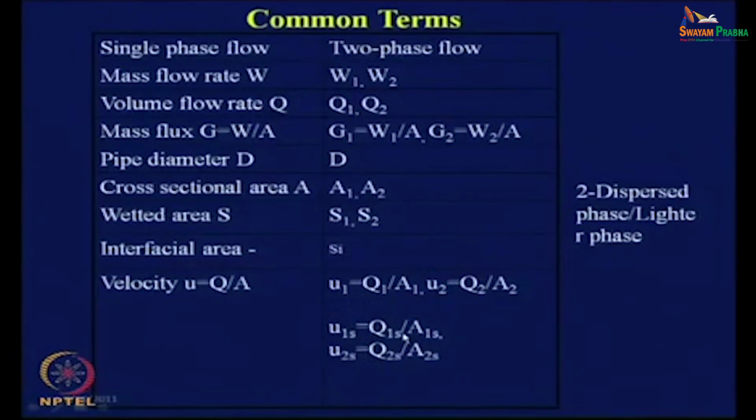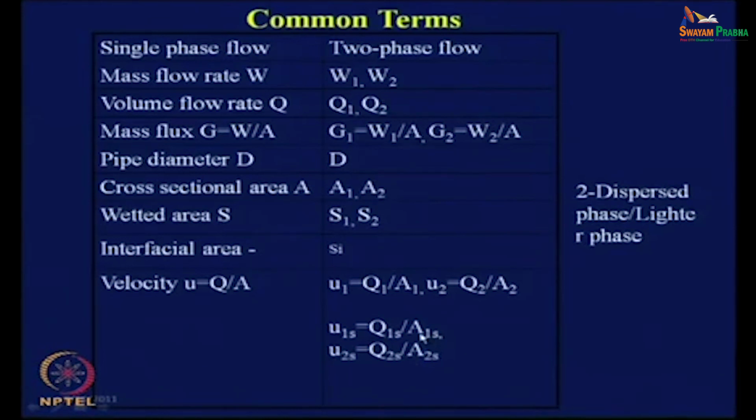So, just to propose two convenient definitions of velocity, the definitions which can be treated as input parameters, we have defined two other velocities which we call the superficial velocities, U1s and U2s. That we have defined, it is slightly wrong. This A1s and A2s are incorrectly written, they should be A only.